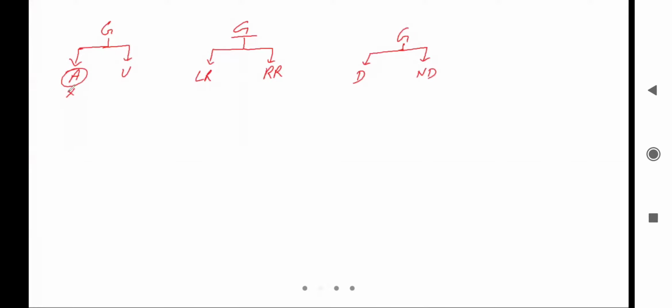If a grammar is ambiguous, there may be a problem. Another thing, if a grammar is left recursive, there may be a problem, right? Next, if a grammar is non-deterministic, there may be a problem.